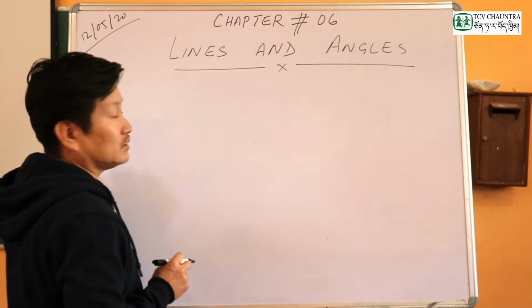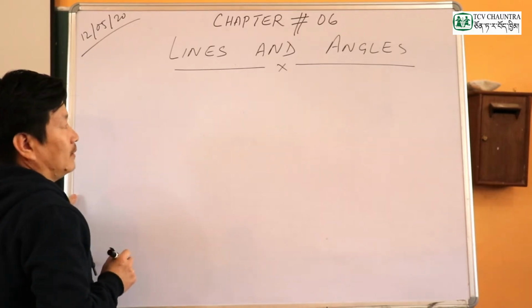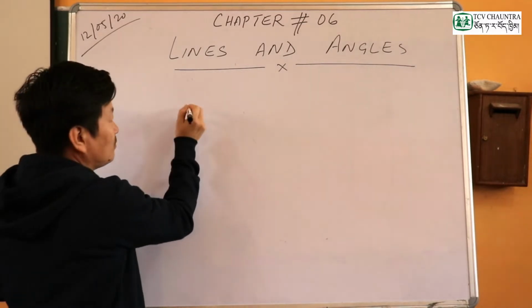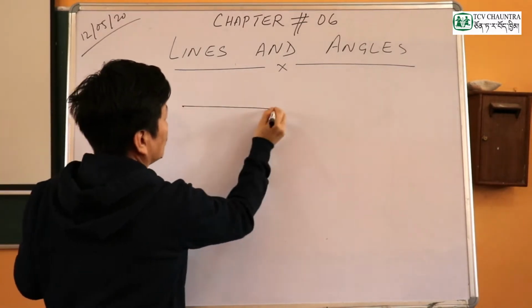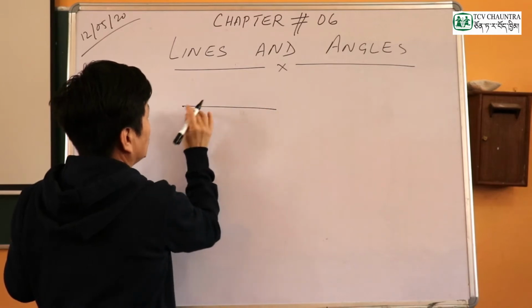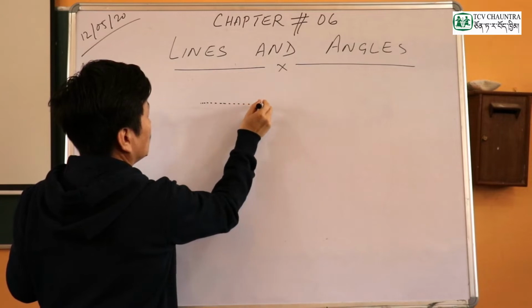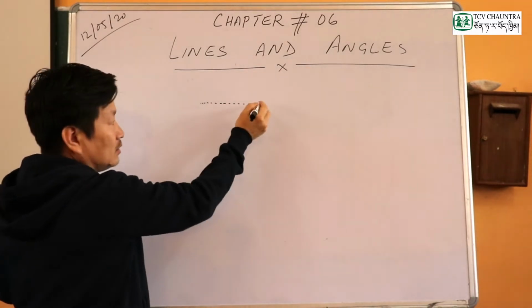Because lines, the conditions for a line, the point. A point is which a pointer shows. A point is which a pointer shows. I'm going to join this.